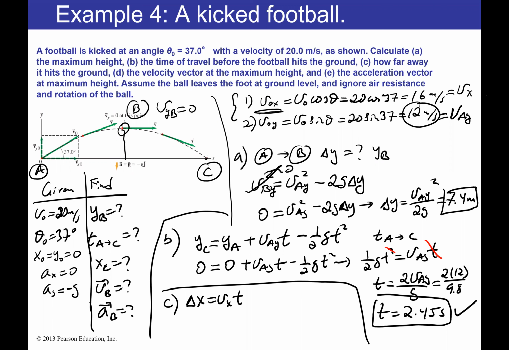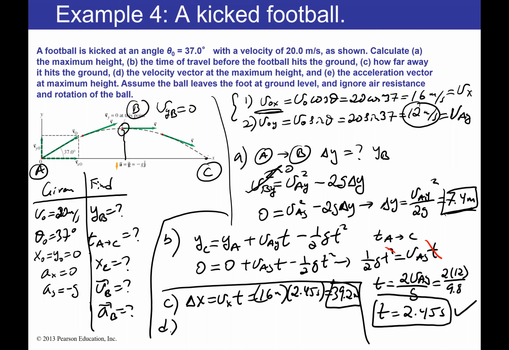But remember, this is just Vx, because the velocity in the X direction never changes. That means I can just say this is 16 meters per second times 2.45 seconds and calculate the range, which should give me roughly 40, I think 39.2 meters. There you go. That means roughly 40 meters going from A to C in the X direction. And we're about 7.5 meters in the Y direction at the highest point.